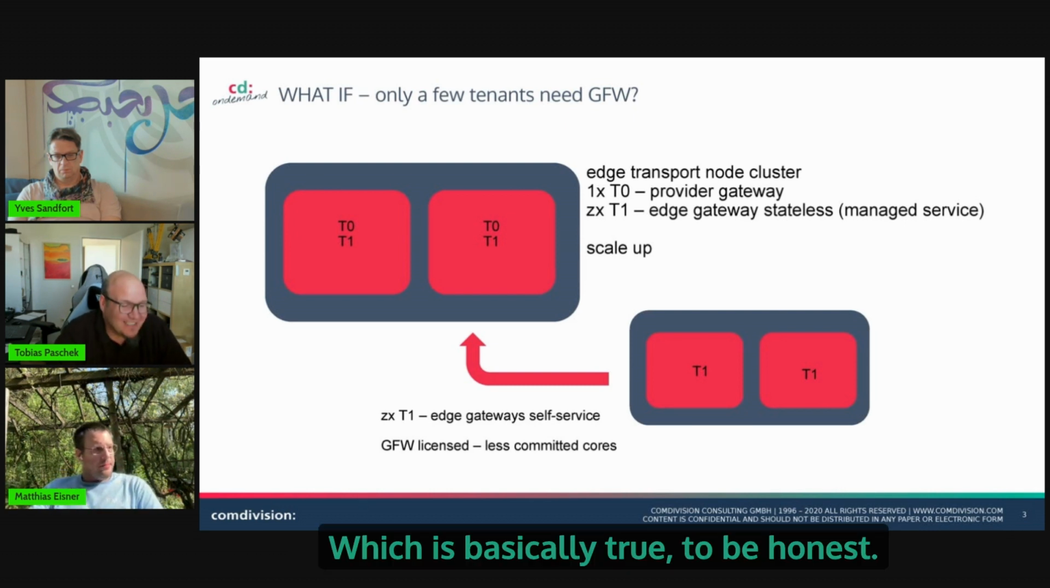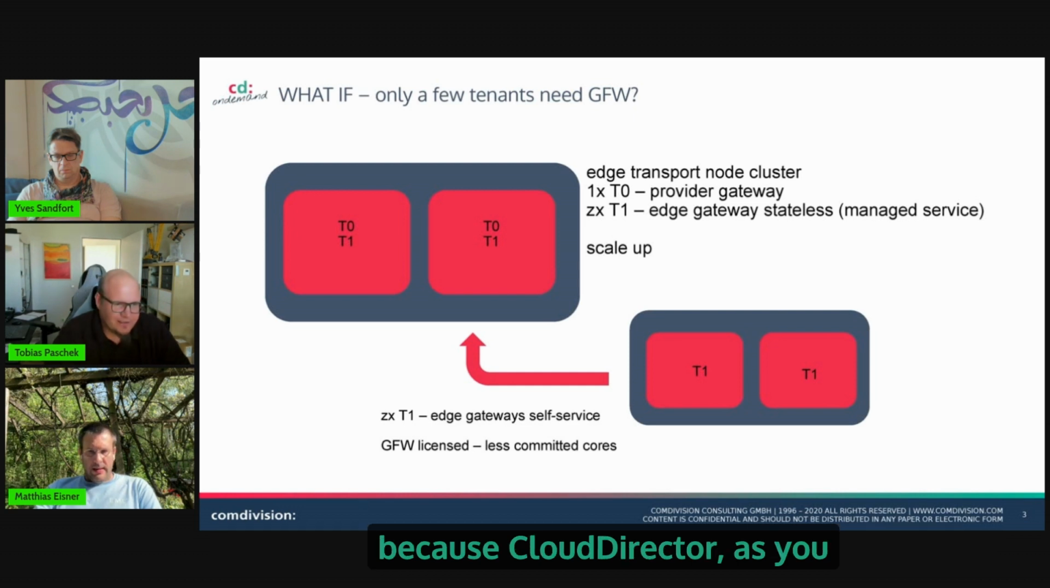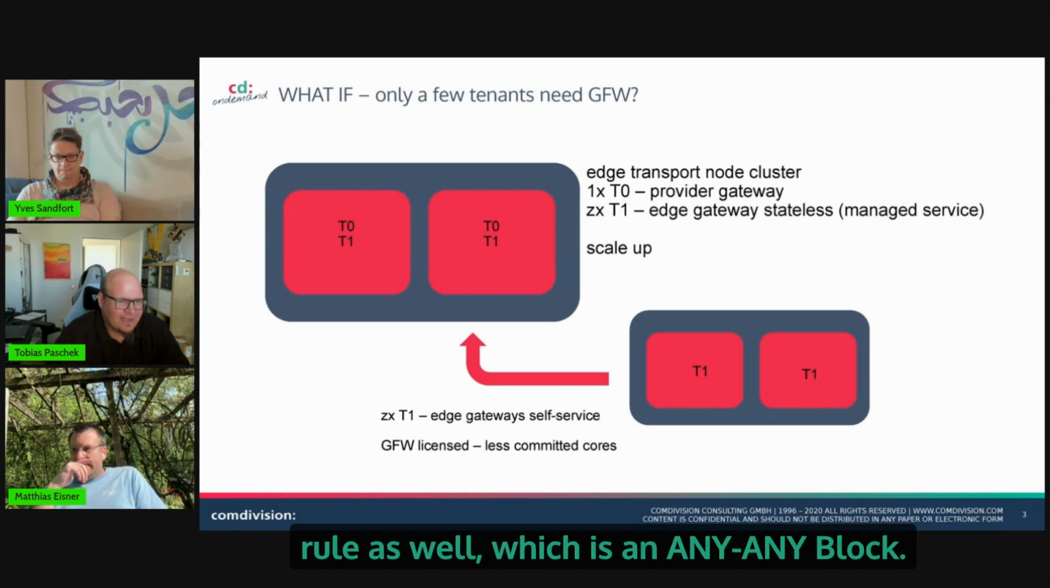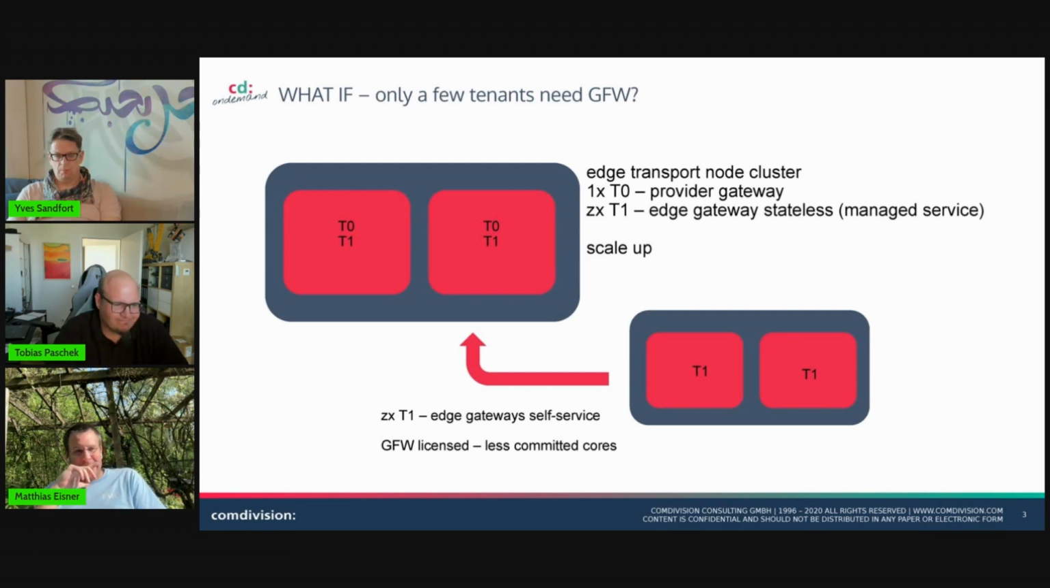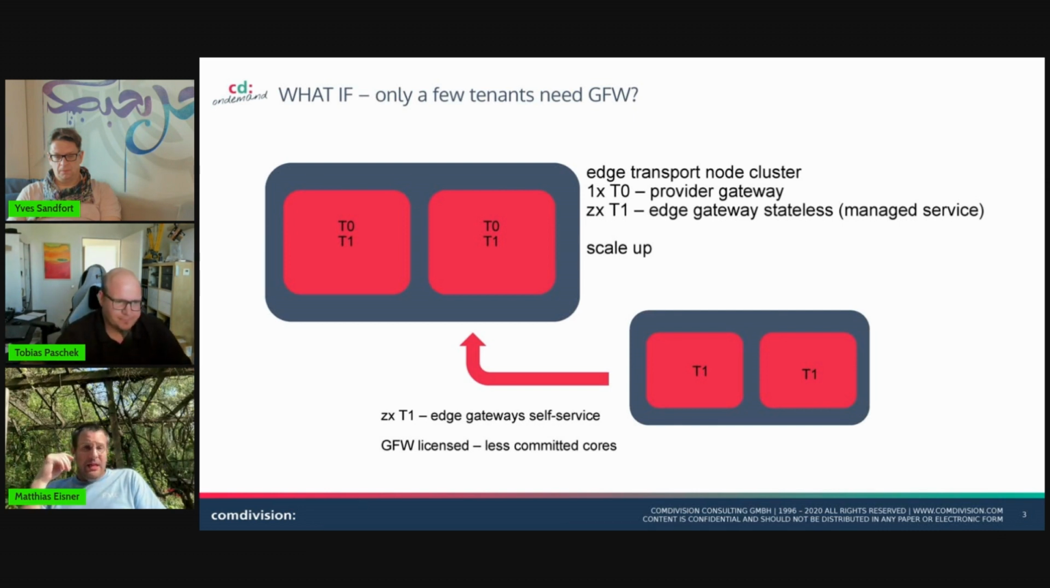Mm-hmm. Which is basically true, to be honest, but technically there is also a little bit of an issue, because Cloud Director, as you already mentioned, always provides a tier 1 gateway stateful, and there is the default firewall rule as well, which is an any block. So I have already my firewall in place. Yes. Yeah, that's so true what you just said.